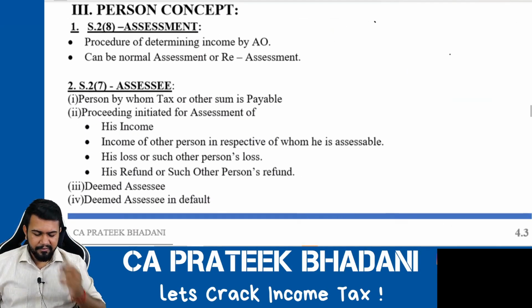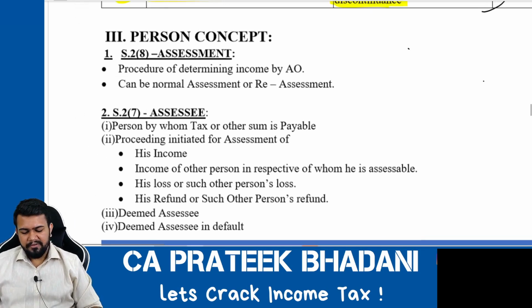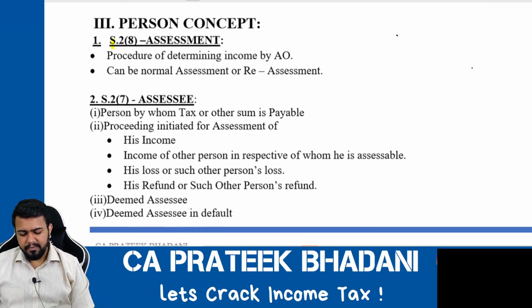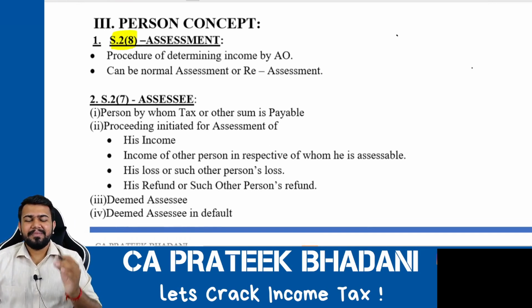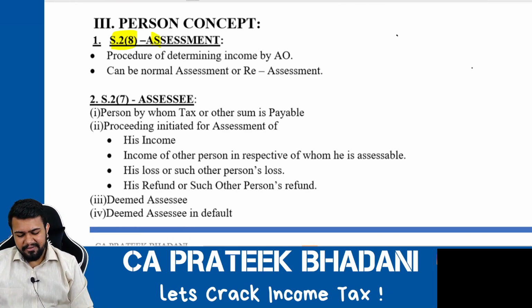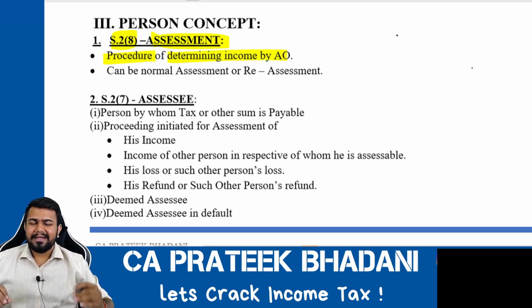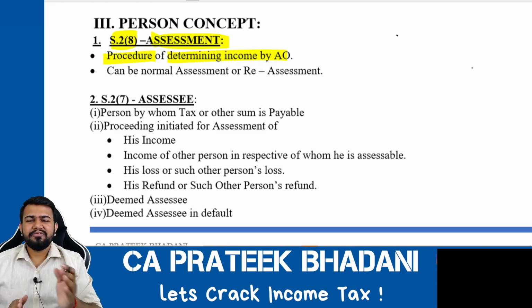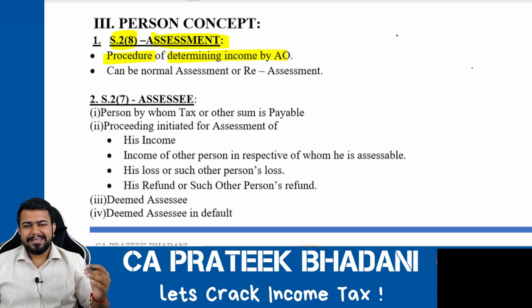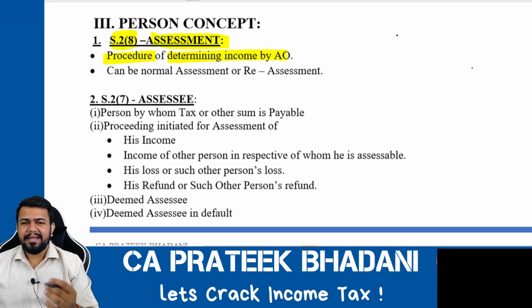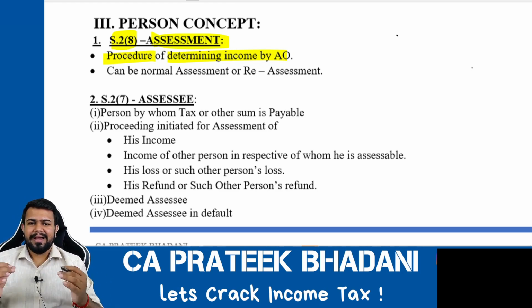But before that, we should know the meaning of two terms, and that is assessment and assessee. Firstly, let us start with assessment. Section 2 Clause 8 of the Income Tax Act 1961 defines the word assessment, and it means the procedure of determining the income by the assessing officer. So when the assessing officer comes and he determines or calculates the income of the assessee. Who is assessee? I told you assessee is taxpayer, correct? So when assessing officer comes and calculates the income of the assessee, then it is called assessment.